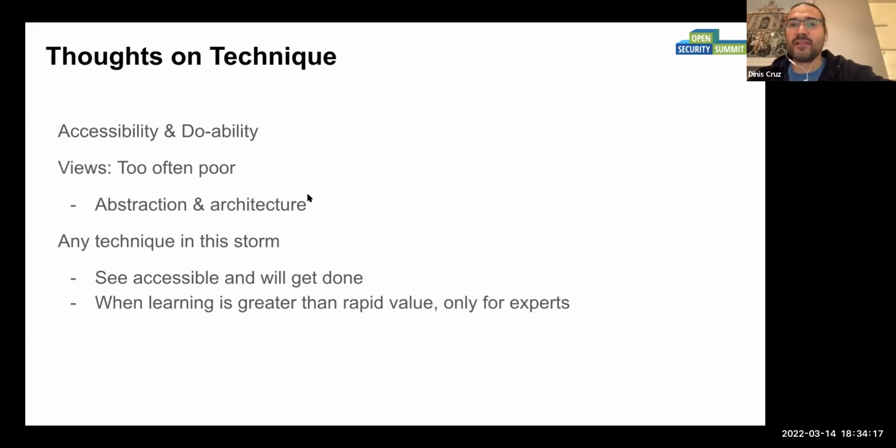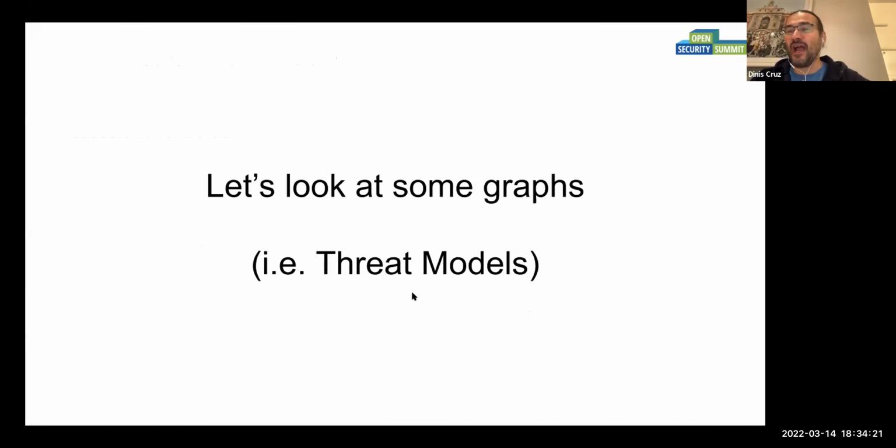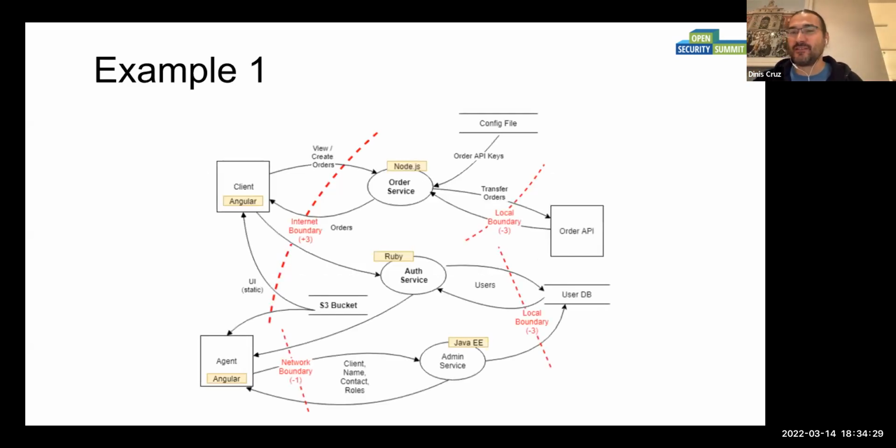Well, let's look at some examples on this. So let's look at some graphs. I'm being cheeky here, but I'm saying that threat models are graphs. So if you look at this, this is a typical threat model that we tend to do a lot. The problem with this is that this is a graph, not a map.